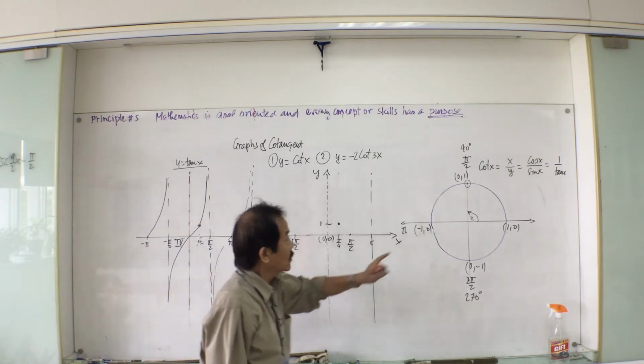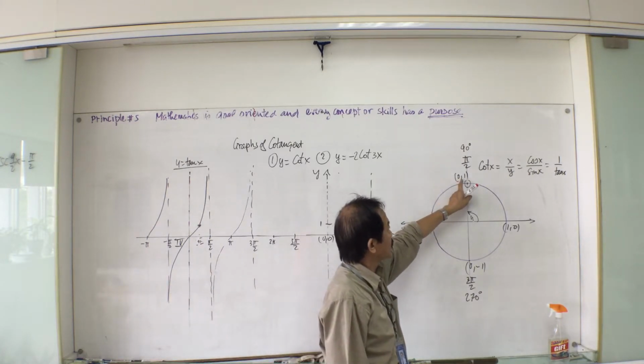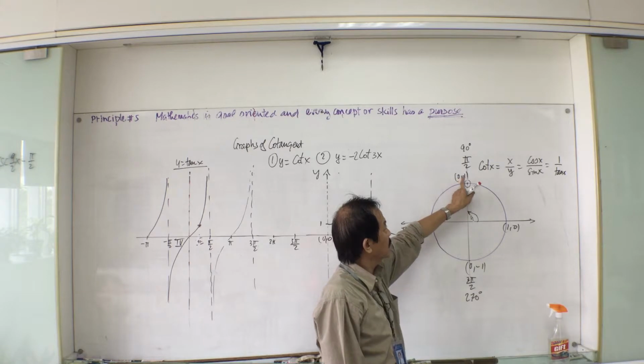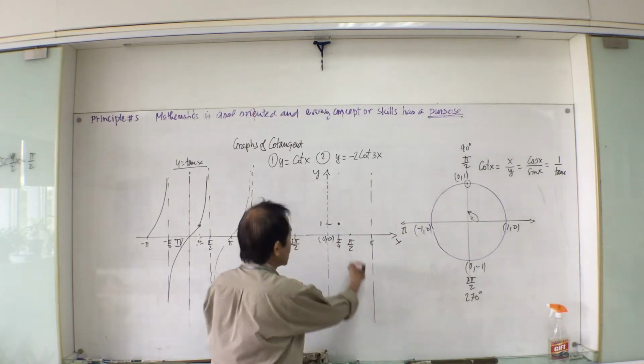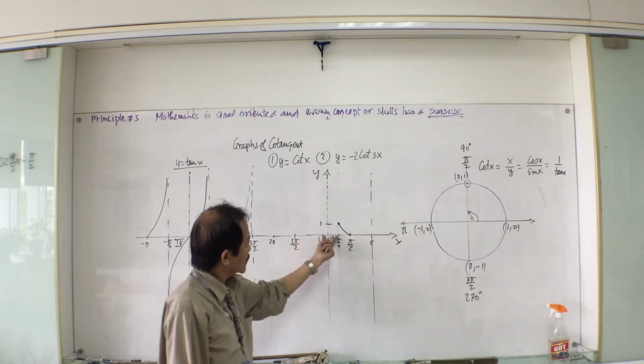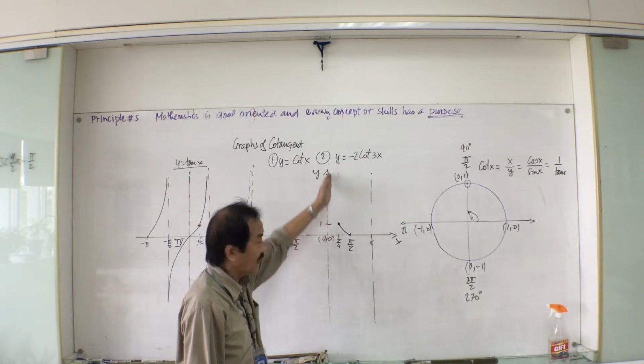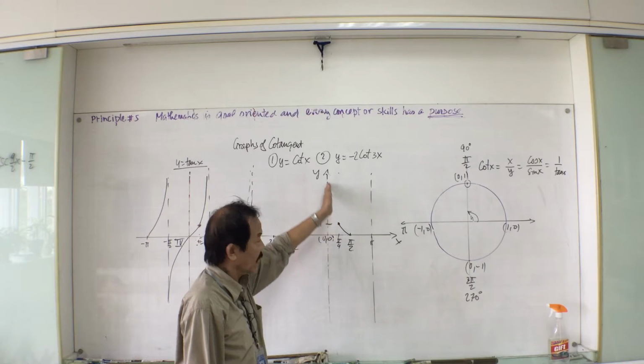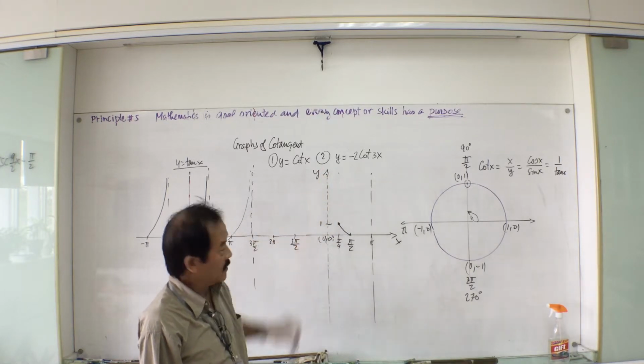How about pi over 2? We already know cotangent of pi over 2 equals 0, right? Because x over y, x equals 0, y equals 1. So right here, we connect like this. Okay? How about near to here? It looks like this, right? The graph has to bend close to the asymptote.